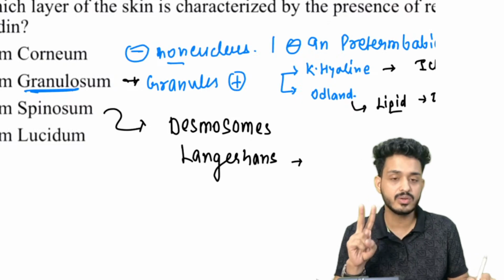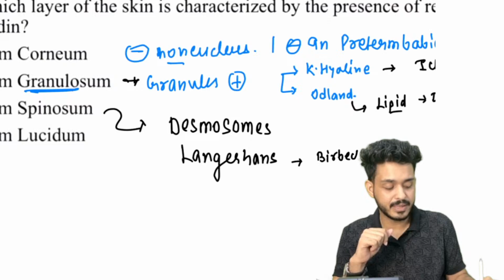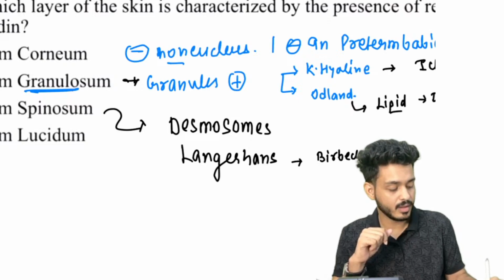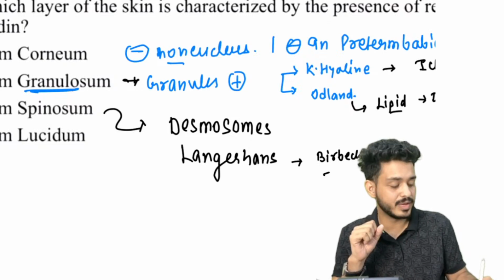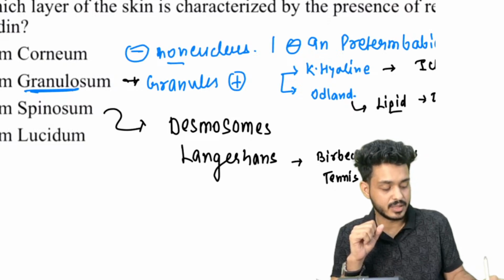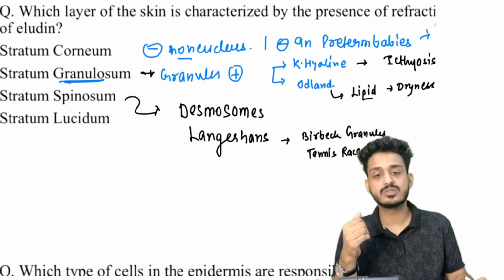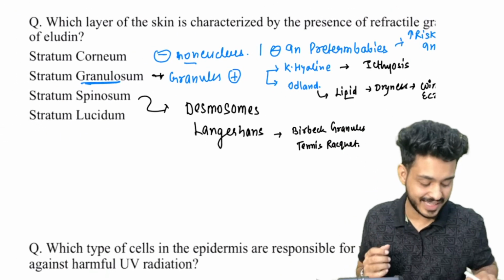For Langerhans cells, you have to remember two things. One is about the Birbeck granules, which have a tennis racket appearance. You will find increased levels of these in histiocytosis X, or Langerhans cell histiocytosis.